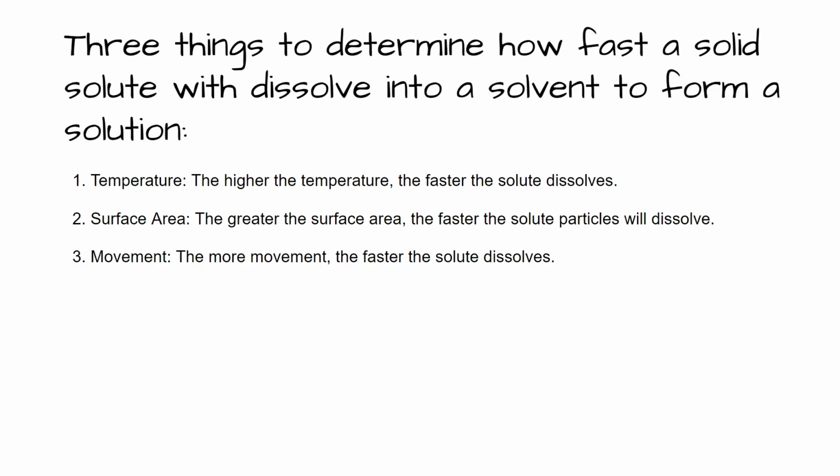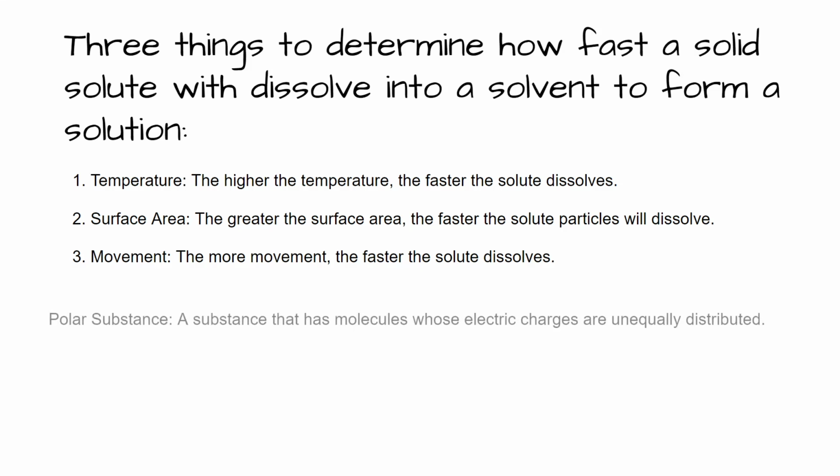And there are two basic types of substances. We have polar and nonpolar substances. A polar substance is a substance that has molecules whose electric charges are unequally distributed. So, opposite sides of the molecules have opposite charges. Water is an example of a polar substance. Many acids are also polar. Polar solvents dissolve polar substances. The slight charges on a water molecule attract the charged particles of the salt.